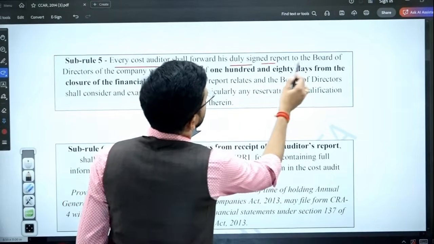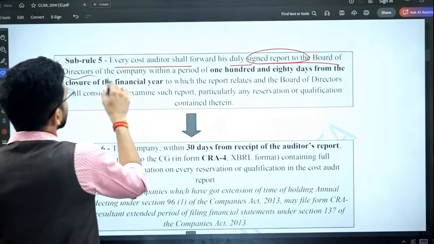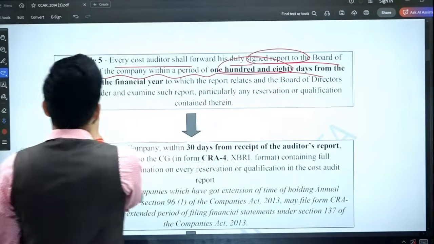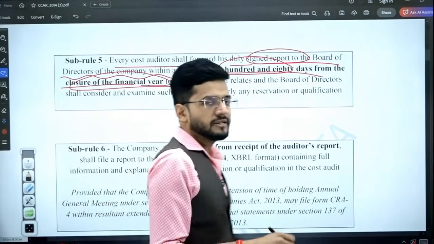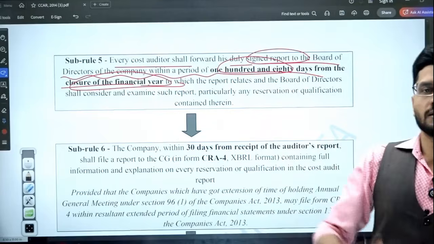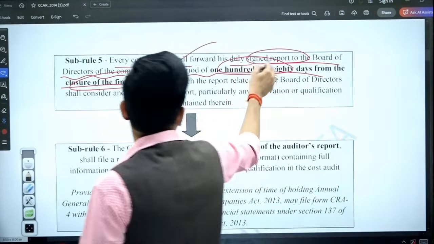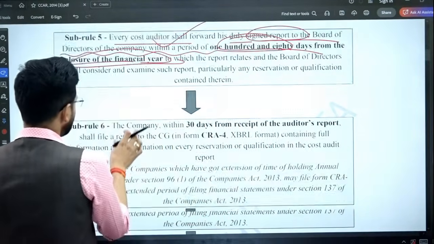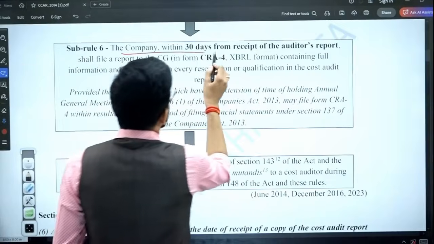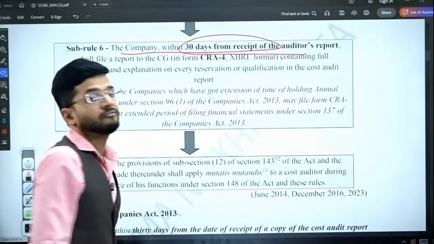Every cost auditor shall forward his duly signed report to the board of directors within a period of 180 days from the closure of the financial year. So whenever the financial year closes, from that date, 180 days, the cost auditor shall forward his audit report. That's the ultimate timeline. Now, the company within 30 days from receipt of cost audit report.